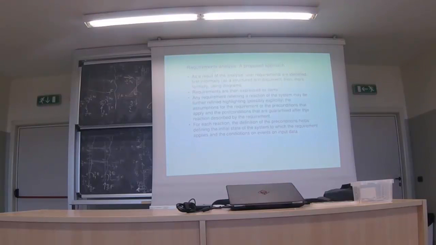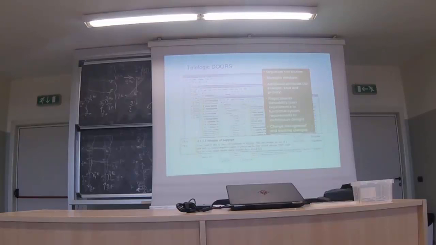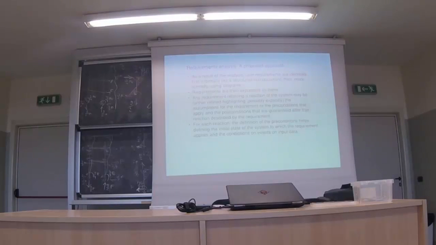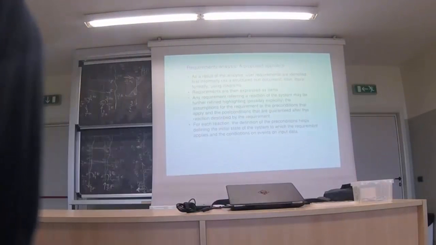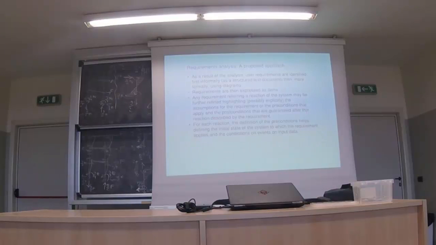So, as you can see here, we have item, user requirement 18, user requirement 19, and so on. So we have a set of requirement items. Any requirement referring to a reaction of the system may also need to be refined, highlighted, and so on. Because it needs to understand which are the assumptions for that requirement, the precondition and the postcondition for that requirement. Okay. Also, for each reaction, we need also to state which are the independent from before and after.